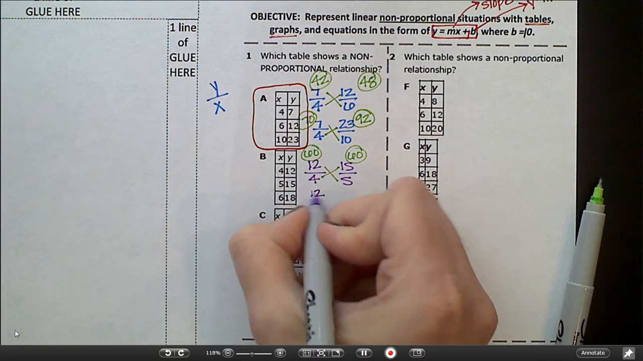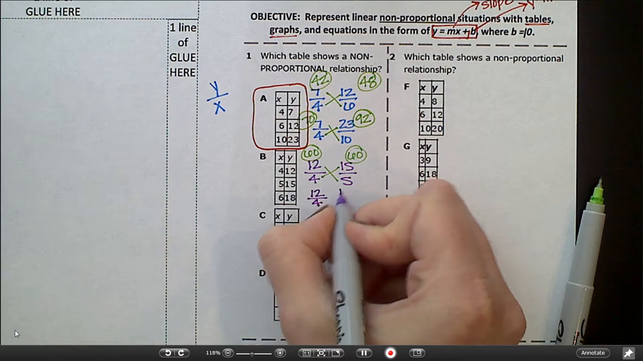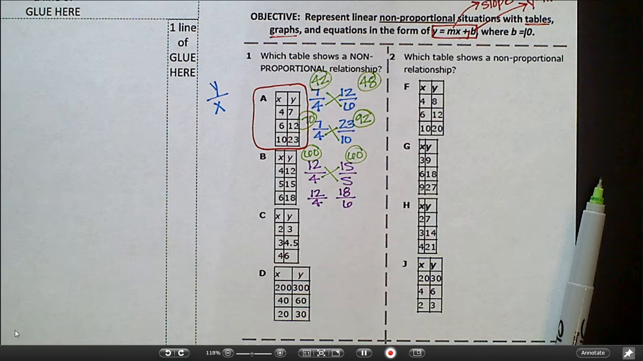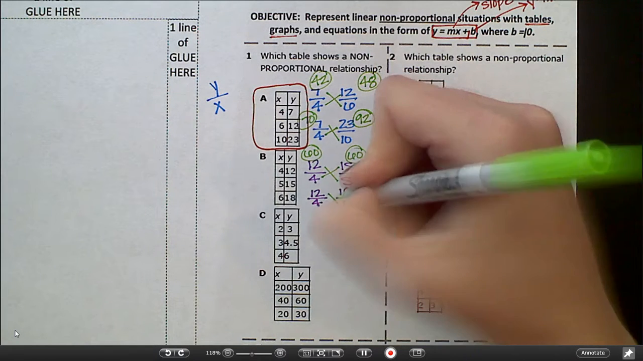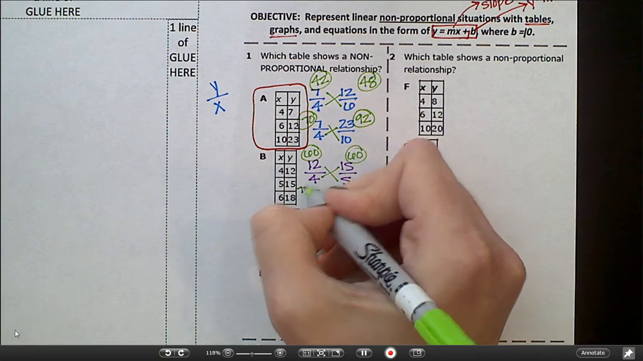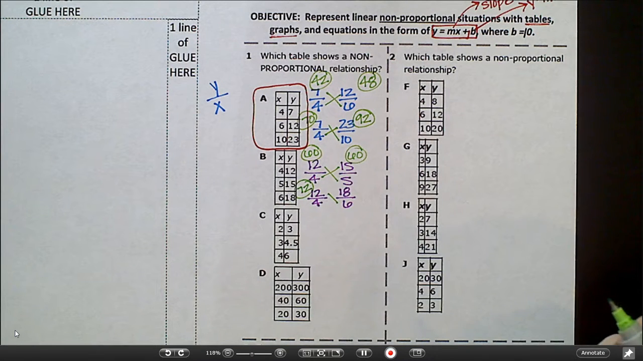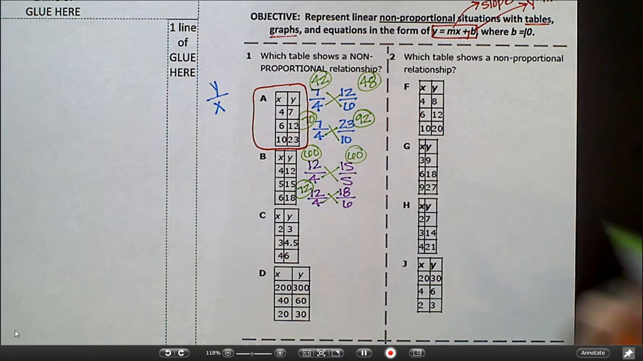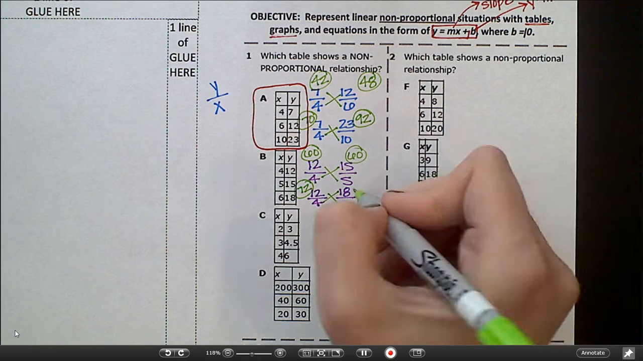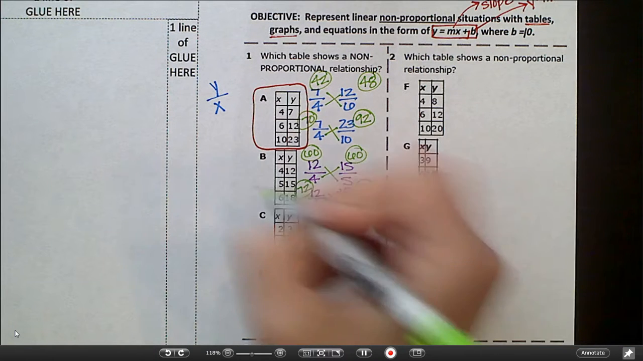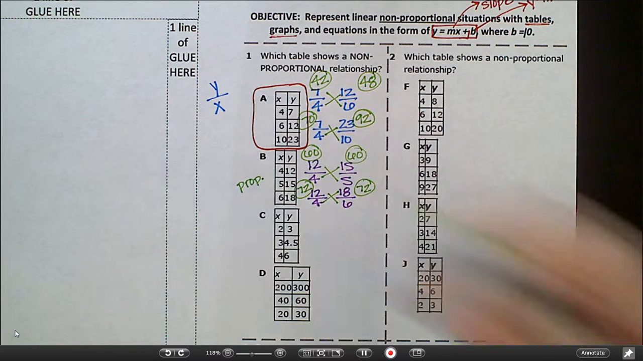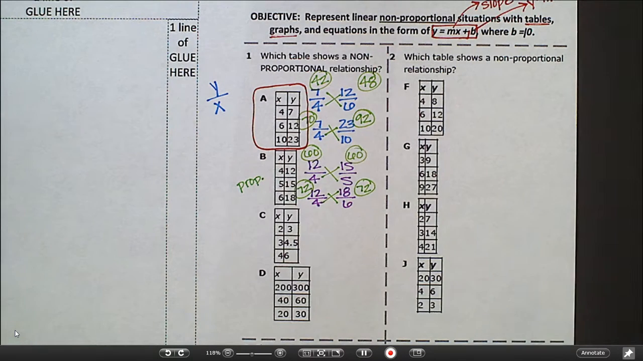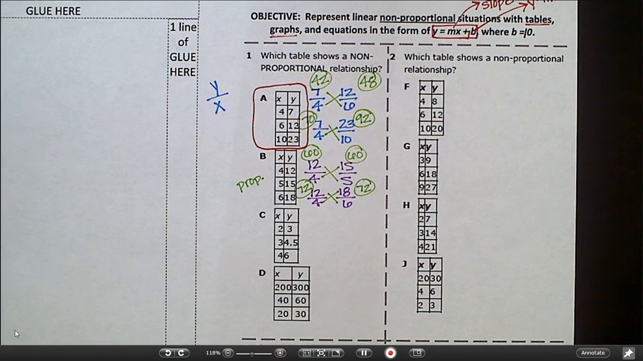Let's check 12 over 4 and compare it to 18 over 6. 6 times 12 is 72. Remember, you can pause this video whenever you need to so that you can review and catch up, or rewind if you need to. 4 times 18, if I put that in my calculator, I also get 72. So this one is proportional. Again, the reason we're going through every single one is just to double check our answer. We don't want to miss it just because we were a little bit lazy.